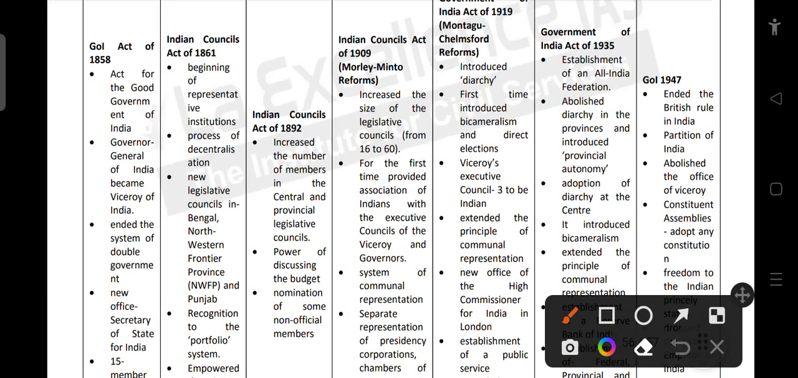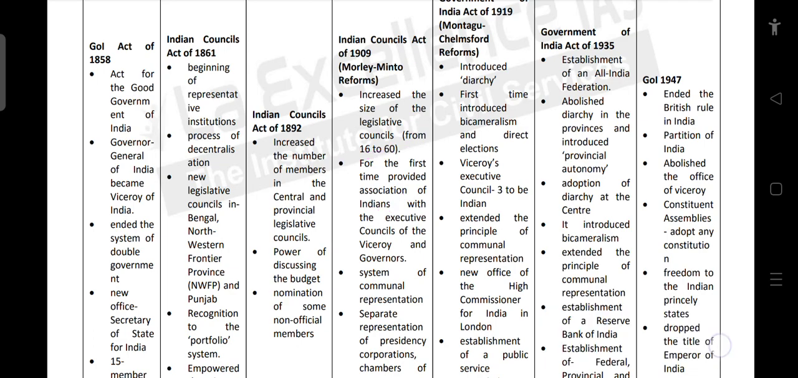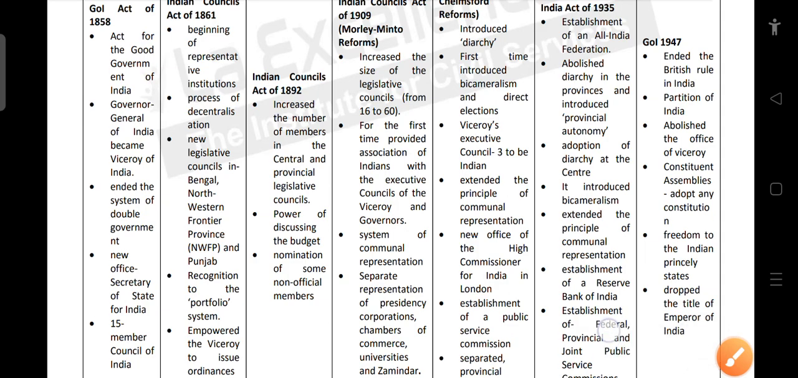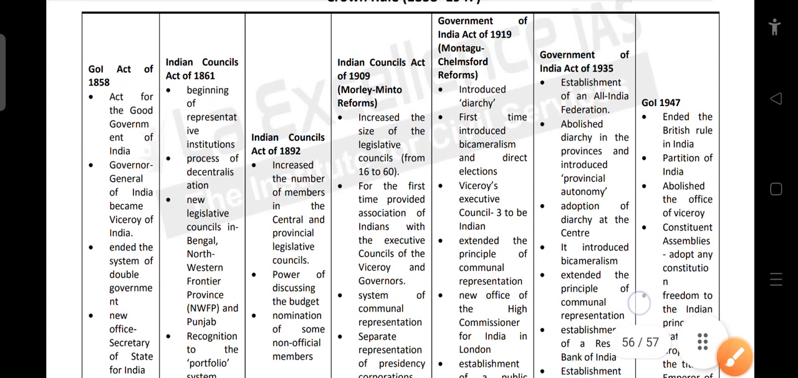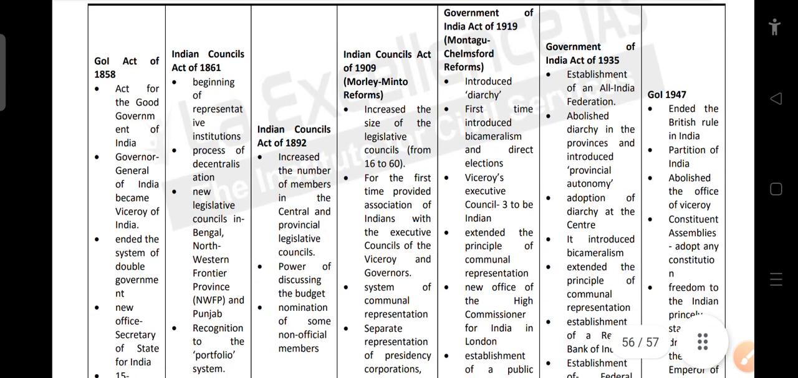And then ICA 1909, the Minto-Morley reforms. It increased the size of the legislative council from 16 to 60, and for the first time provided association of Indians with the executive council of the Viceroy and the governors. So Indians were allowed to get in association with the Viceroy's council. A system of communal representation was there, and separate representation of presidency corporations, chambers of commerce, universities and zamindars was also formed. So during Minto-Morley, only the separate electorate was formed.